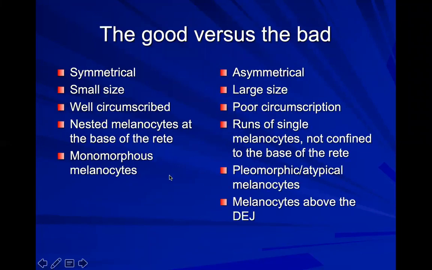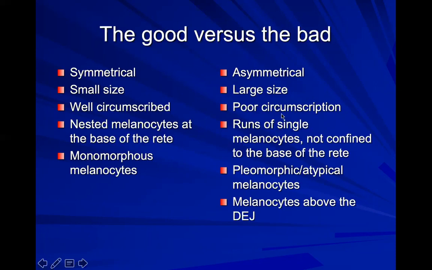So when we talk about good melanocytic processes versus bad melanocytic processes, there are some features that we look at that will help us decide if something is good or bad. Symmetry is good, asymmetry is bad. Small is generally good, large is generally bad. Well circumscribed means we can see very clearly where the lesion starts and where it stops. It doesn't trickle off into the edges. Poor circumscription is bad.